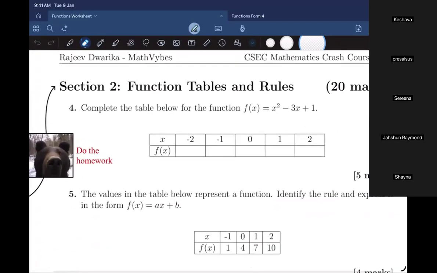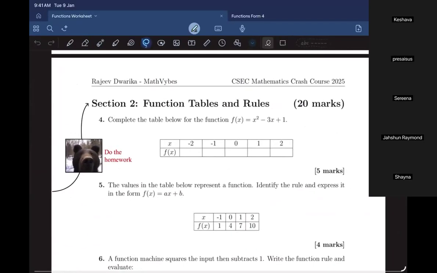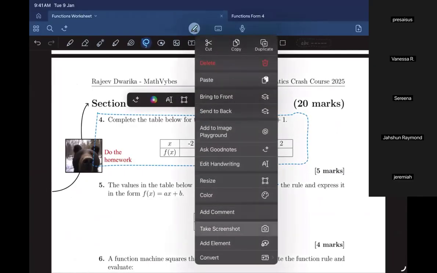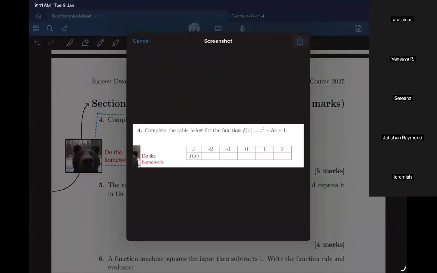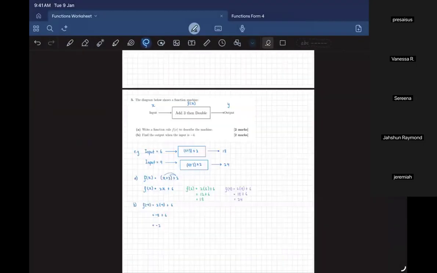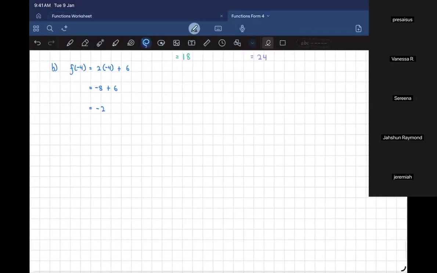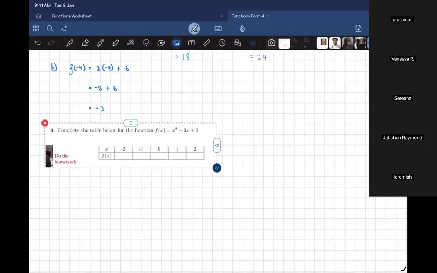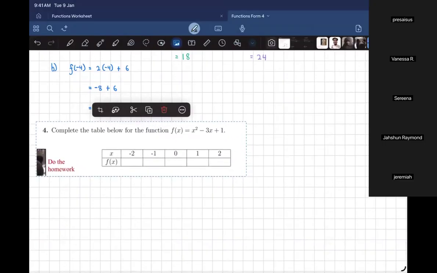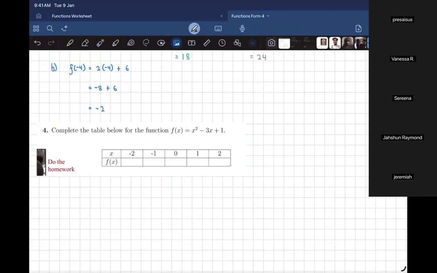All right, section 2. Let's answer this quickly. If you have a Casio, the Casio actually makes a table for you, believe it or not. Would you all like me to show you how to use the Casio to generate the whole answer for you?